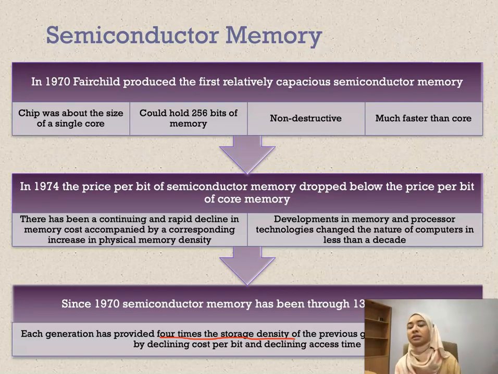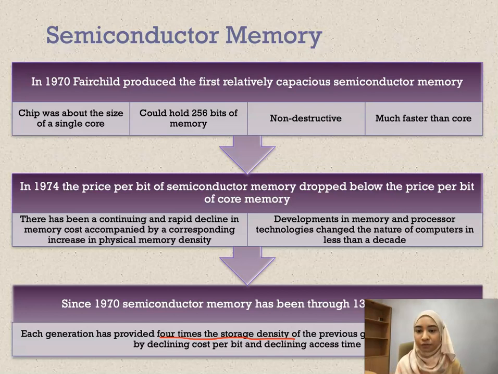So came along the semiconductor memory. In 1970, Fairchild produced the first relatively capacious semiconductor memory. The chip was about the size of a single core, very small, and could hold 256 bits of memory. It was non-destructive, meaning that if it was storing data and it was running, it would not erase the data. And it was much faster than the core.